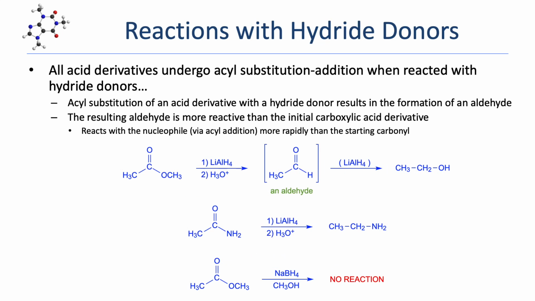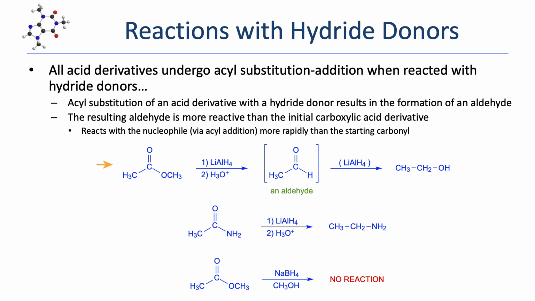The reactions of carboxylic acid derivatives with hydride donors also deserve special consideration. All carboxylic acid derivatives undergo a tandem acyl substitution addition reaction when reacted with hydride donors. In the first example, we see an ester treated with lithium aluminum hydride. The ester undergoes an acyl substitution, and the methoxy group is replaced by a hydrogen. This results in the formation of an aldehyde.